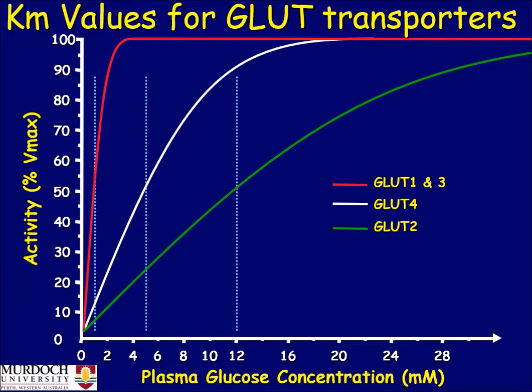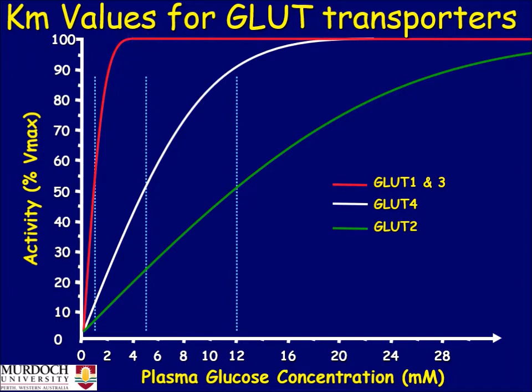Km refers to the substrate concentration that gives you half of the maximal rate of that enzyme. Now, if you recall back to that table on the previous slide, I described GLUT1 and 3 as having a really low Km value, down around 1 millimolar, which you can see here. What this means is that even at really low glucose concentrations, GLUT1 and 3 can still operate pretty well. And in fact, they'll hit their Vmax up around 2 to 3 millimolars. That's as fast as they can go.